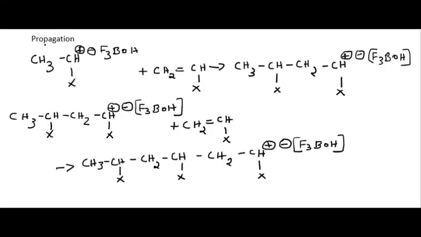So next step is the propagation. In propagation, the chain growth is increasing. That is, the carbonium ion formed in the first monomer reacts with the second monomer and the reaction goes on further like this. So the chain growth is increasing by forming carbonium ions along with the counter ion.